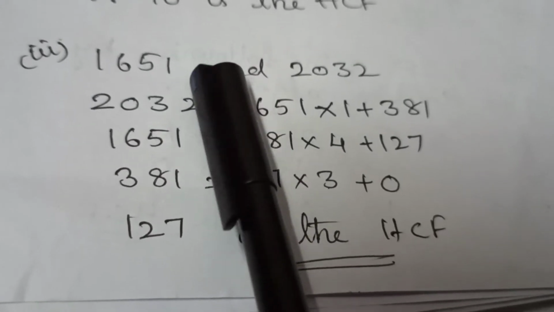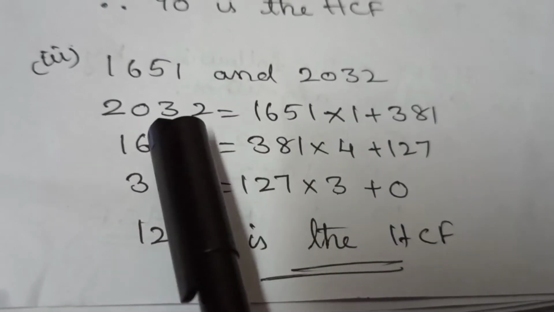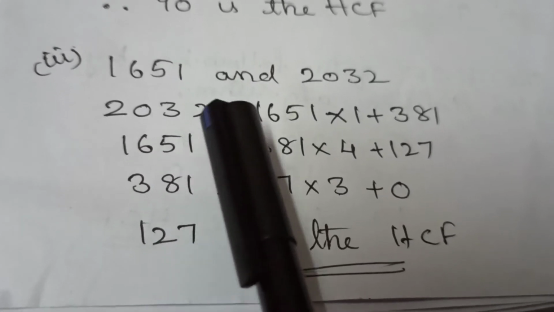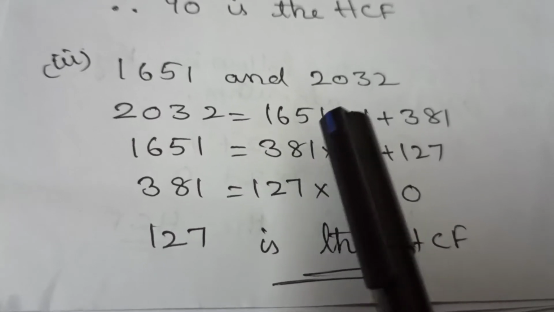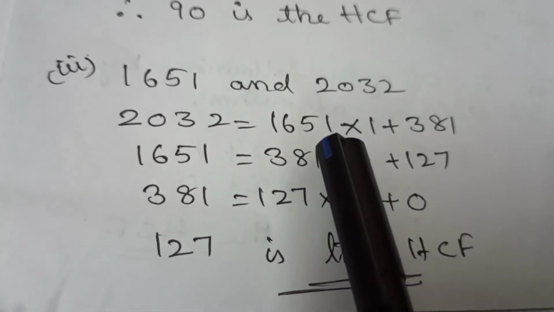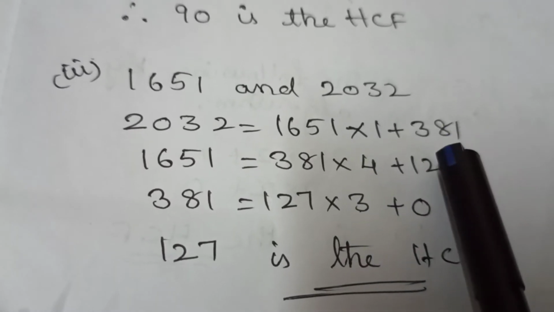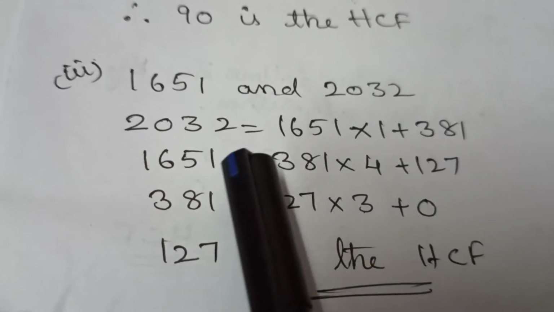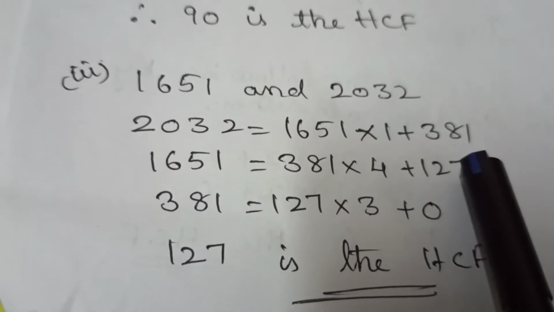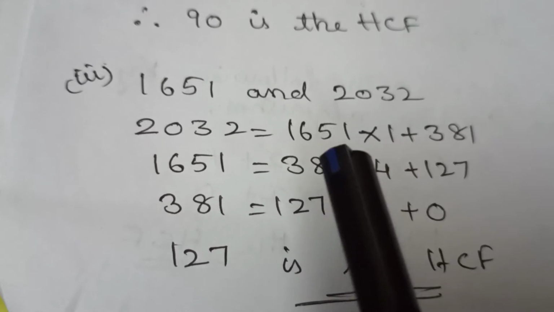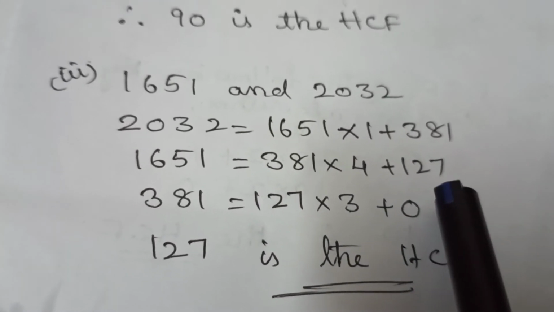Next problem is 1651 and 2032. So divide this 2032 by 1651. So 1651 into 1, that is, 1 is the quotient and 381 is the remainder. Now 1651 we have to take and then divide it by 381. So we get 381 into 4 plus 127.